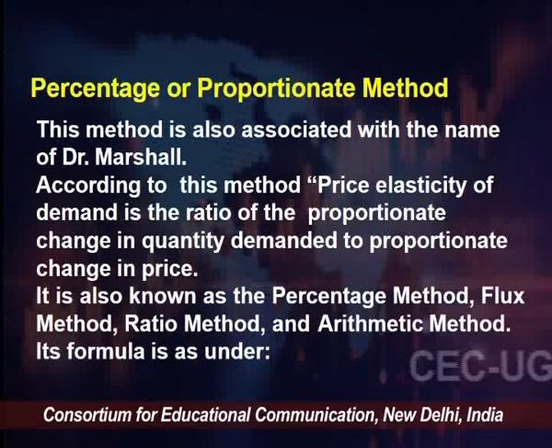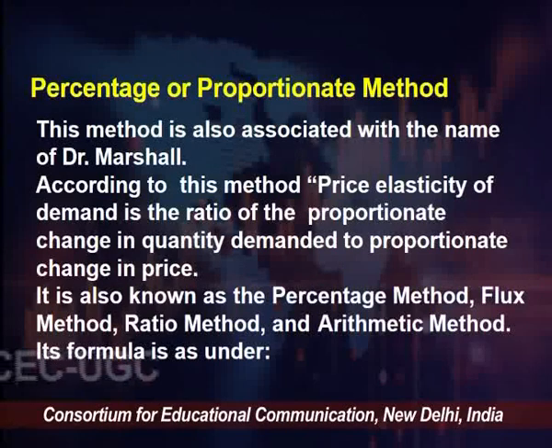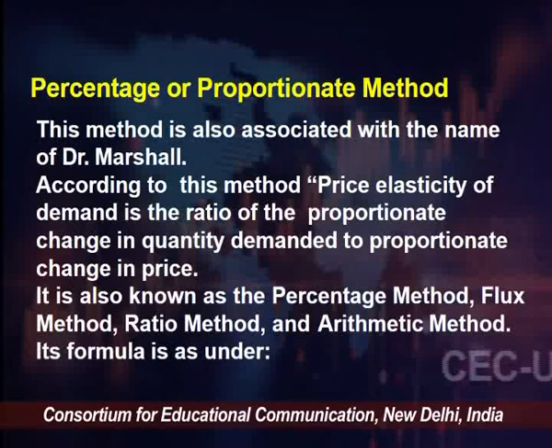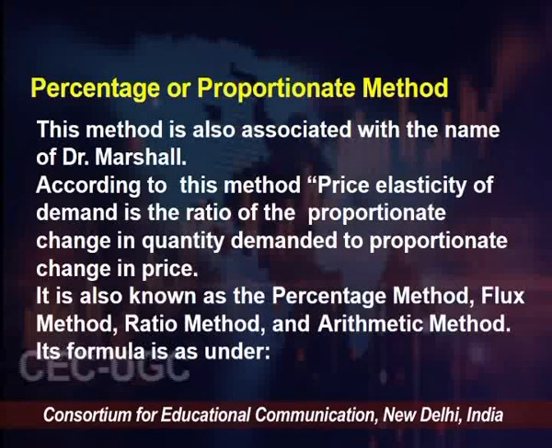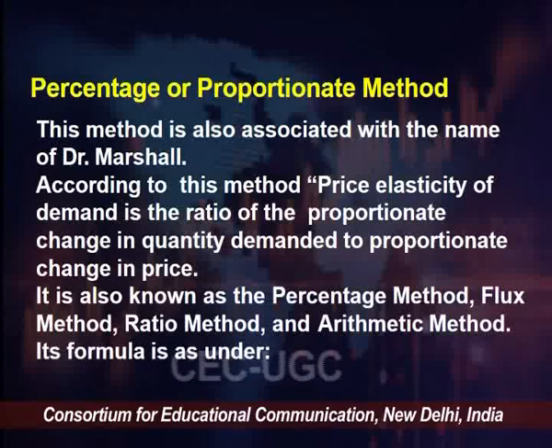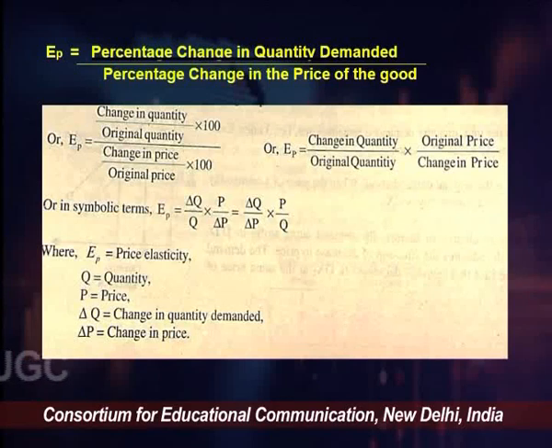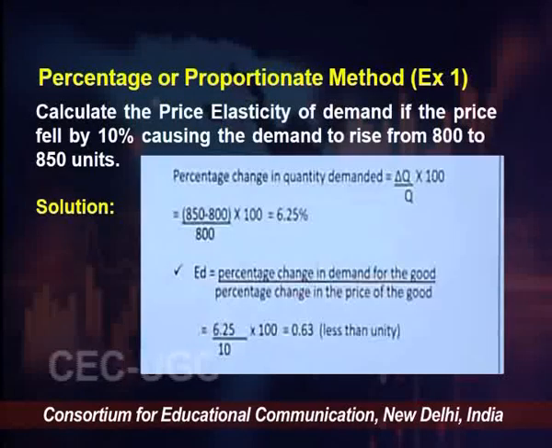Now according to this method, price elasticity of demand is the ratio of proportionate change in quantity demanded to proportionate change in price, and it is also known as percentage method, ratio method or arithmetic method. And the formula for this is delta Q upon delta P into P upon Q, and we can calculate the elasticity of demand by putting the values in this method.